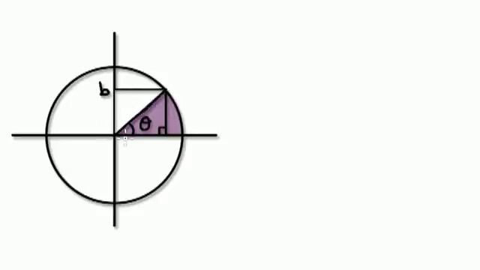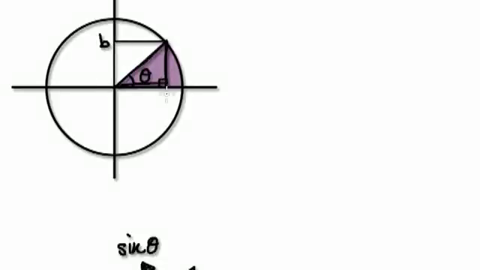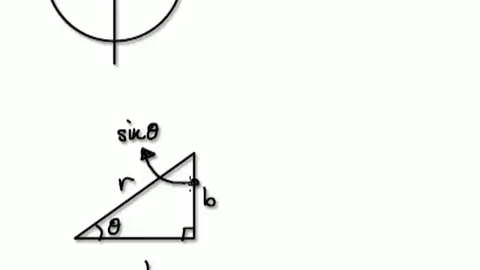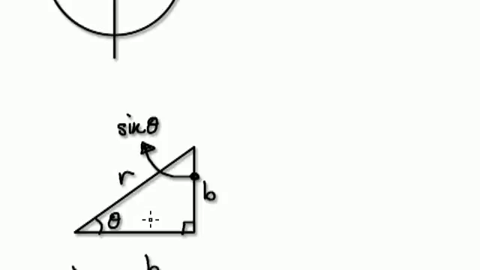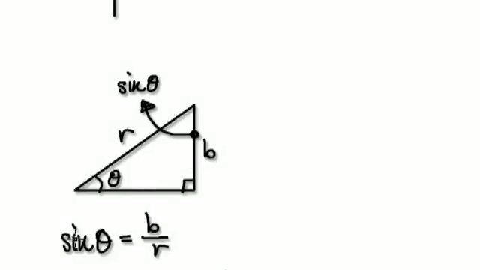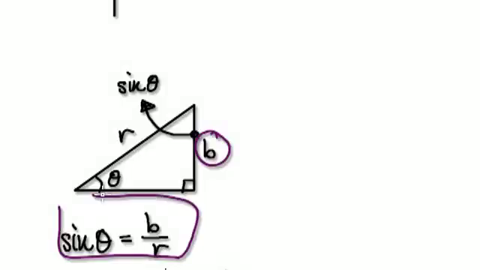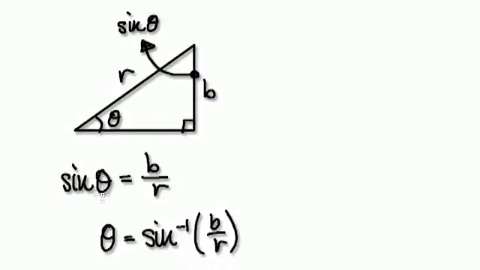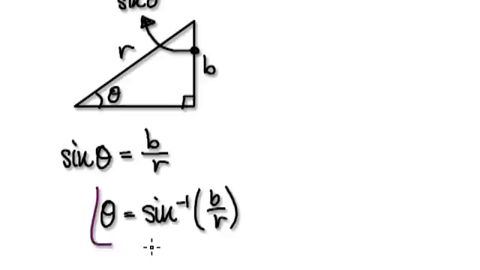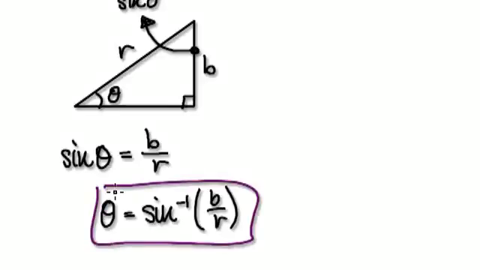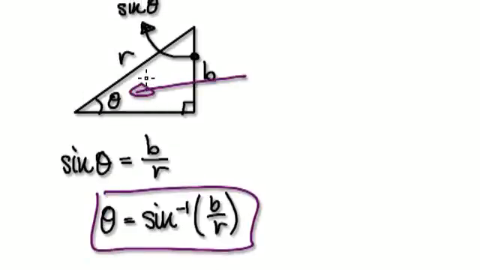The point is that look at this triangle here. Well, the height is b, the hypotenuse here is r. We need to find a way of finding out this angle here. So use trigonometry. Sine theta equals b divided by r, and then we would inverse sine both sides. That would then give us theta. So theta equals this. So now we know the angle.